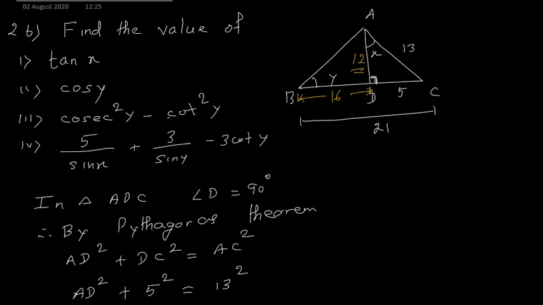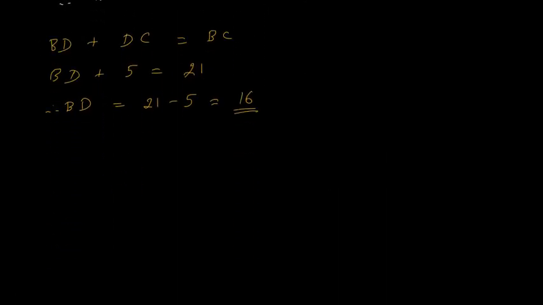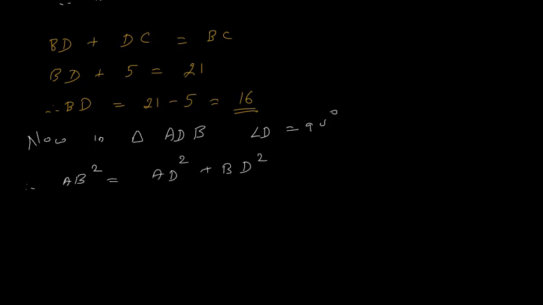Right? Now in triangle ADB, now I will take triangle ADB. In triangle ADB, angle D is 90 degree. So therefore AB square is equal to AD square plus BD square. We will apply Pythagoras theorem. This is by Pythagoras theorem.